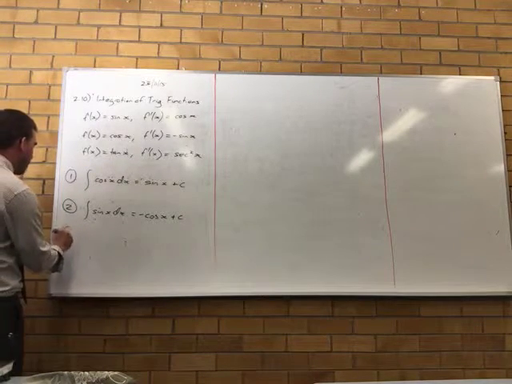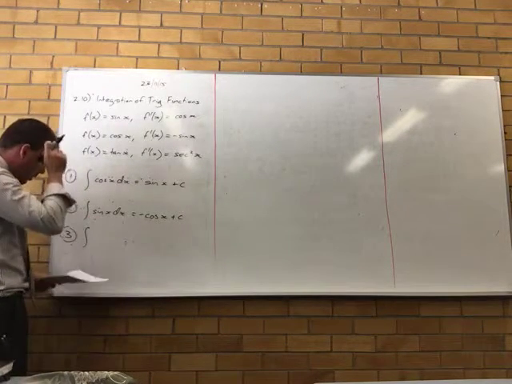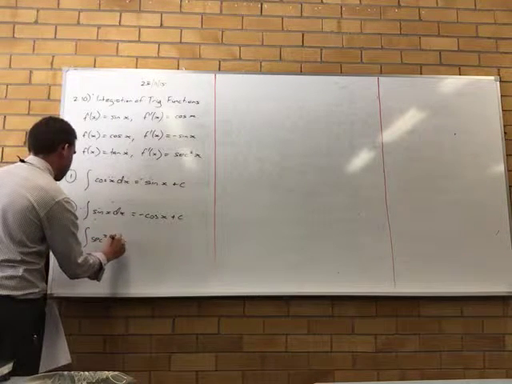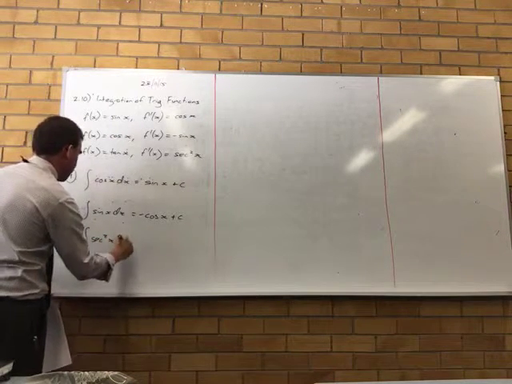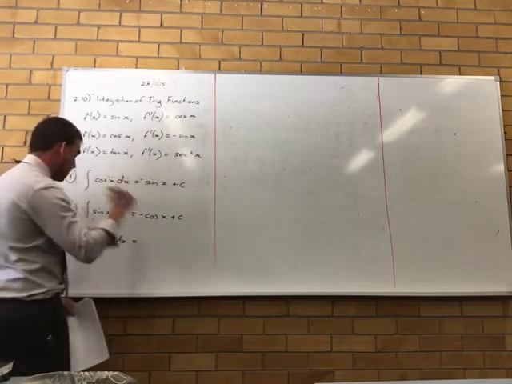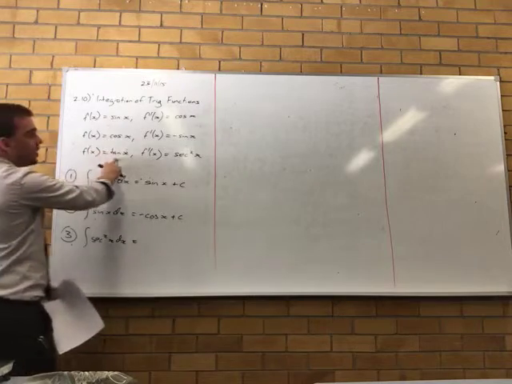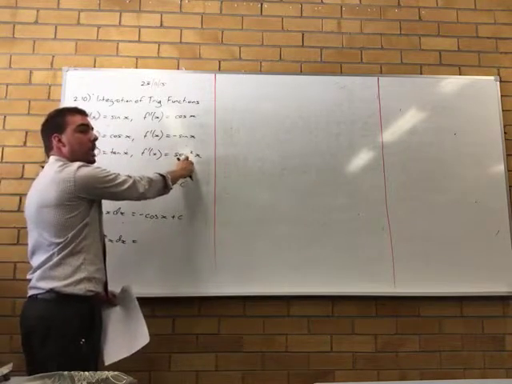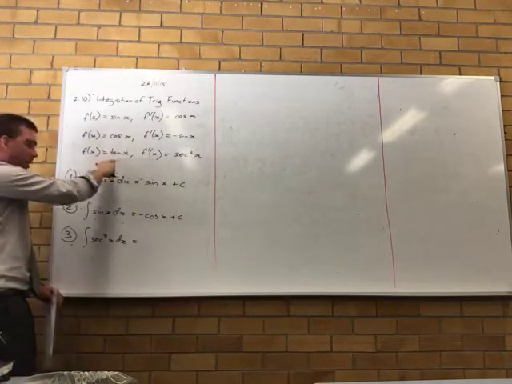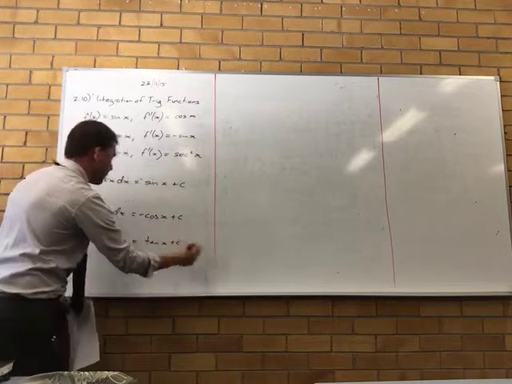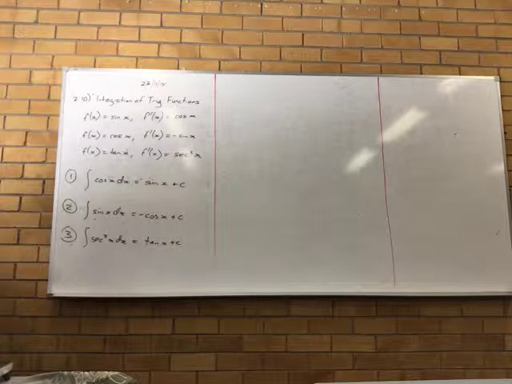Right. The third, the integral of sec squared x. Okay, so when we differentiate tan, we get sec squared. So when we integrate sec squared, we can get back to tan. Right, so that's our basic one.